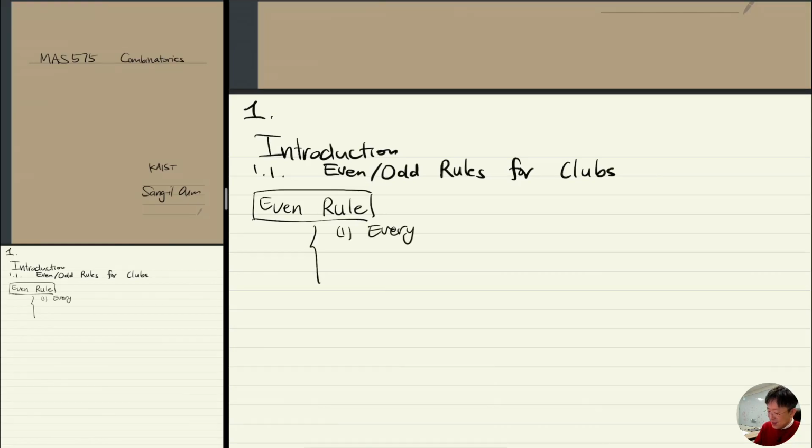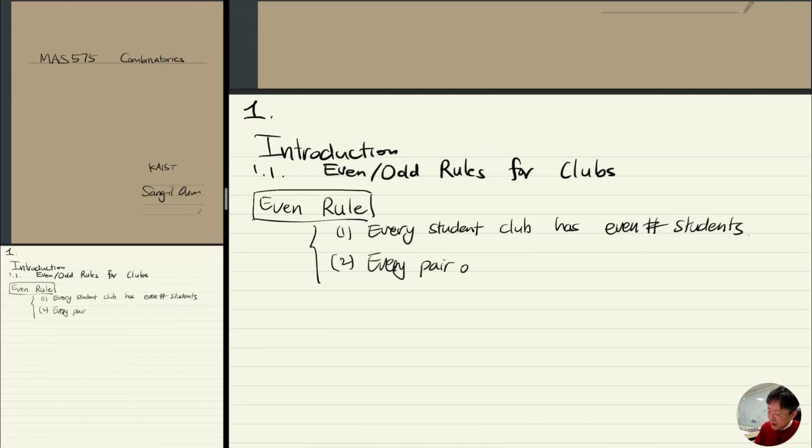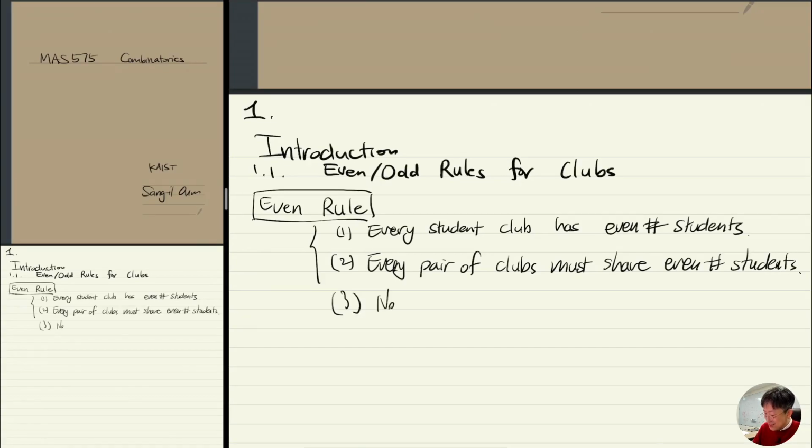Every student club has an even number of students. So a student club having an odd number of students is forbidden. The second rule is every pair of clubs must share an even number of students. And the third rule is that no two clubs are identical.